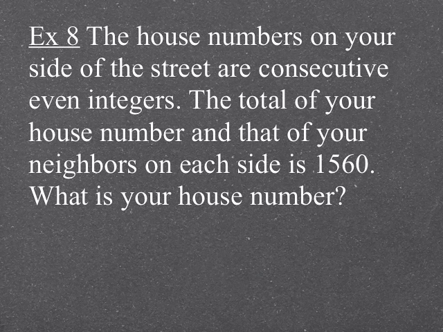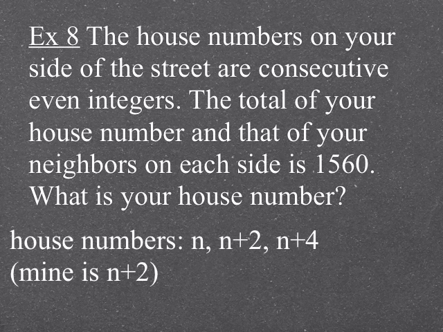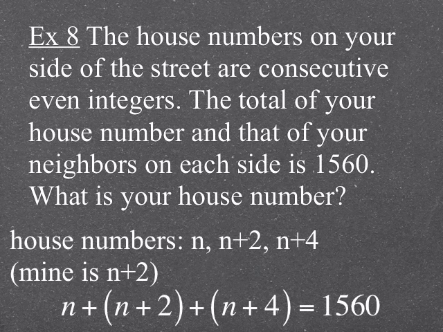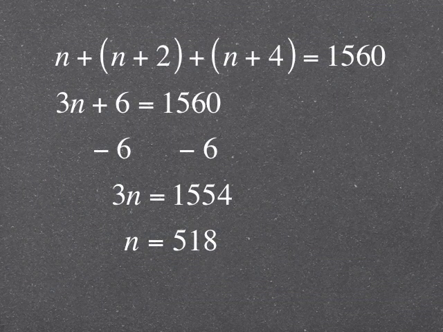Okay, the house numbers on your side of the street are consecutive even integers. The total of your house number and that of your neighbors on each side is 1560. What is your house number? So if they are consecutive even integers, then I'd say they're n, n plus 2, and n plus 4 because I have 3 houses that I'm looking at. Mine's in the middle, so mine would be the n plus 2. It says the total means add, so I add everybody up and get 1560. Solving that, I get n is equal to 518.